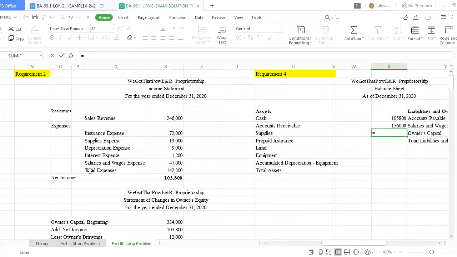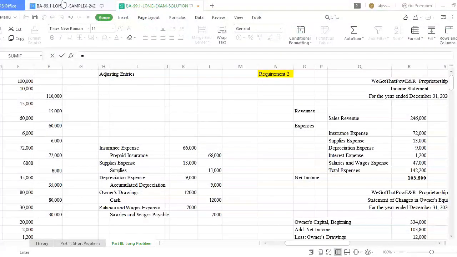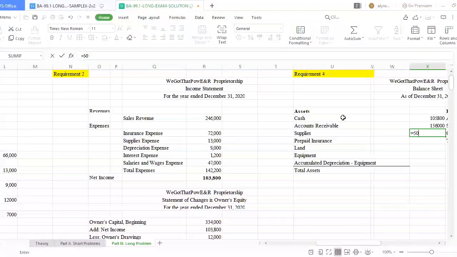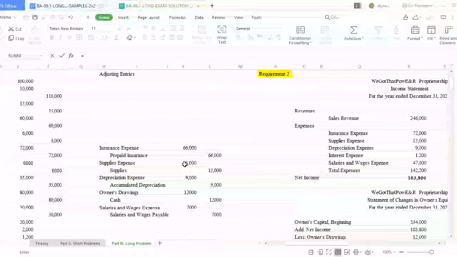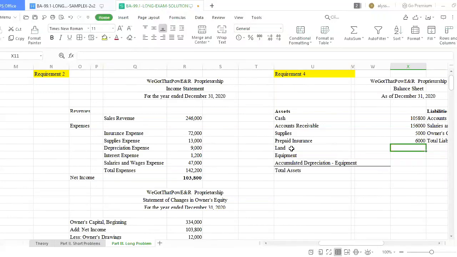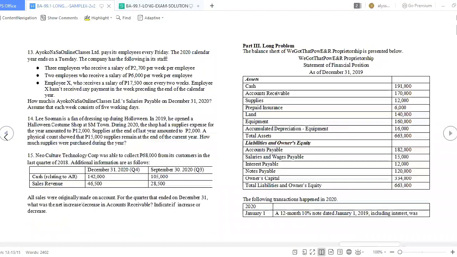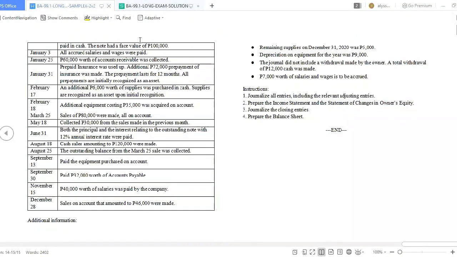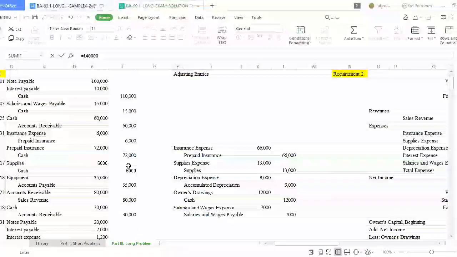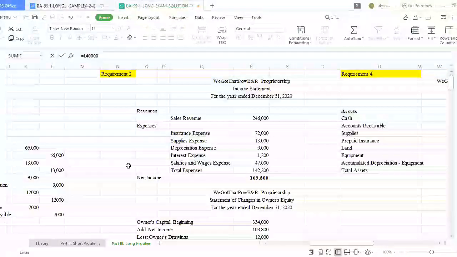For the supplies, we have beginning 12,000. It says here the remaining supplies is 5,000. So we record immediately 5,000. Prepaid insurance: the prepaid insurance of 6,000 balance was expensed, and then we bought another, so that's prepaid insurance bought less the expense incurred. So that's 6,000. For the land, we have the beginning balance of 140,000, and we don't have any transactions for our land. So that's 140,000.